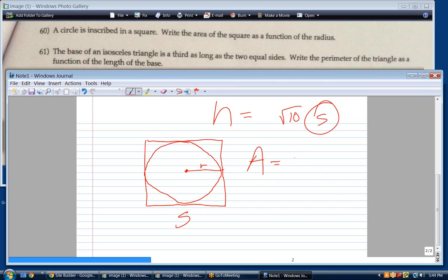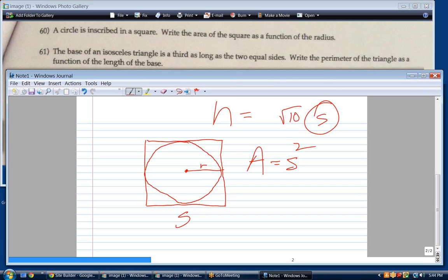Is it pi r squared? That's the area of a circle. The area of a square is just base times height. So a square is just s squared, which is base times height. It's just that they're both the same. Okay? But they want the area as a function of r. Well, what's the relationship between r and s?